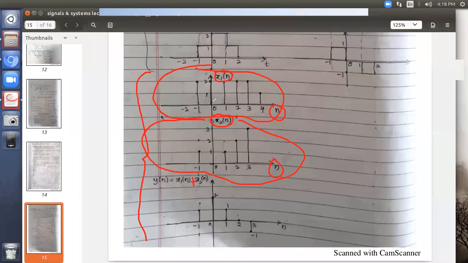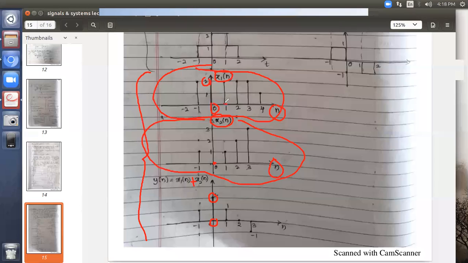Now let us start with the 0 point. At 0, what is the amplitude shown for the first signal? You can observe here, the point is here. So the amplitude is 2. And what is the amplitude for the second signal at 0? It is 0. We don't have any point here. So 2 plus 0 is 2. I have pointed at 2 with a straight line. So at 0, the amplitude of the added signal is 2.